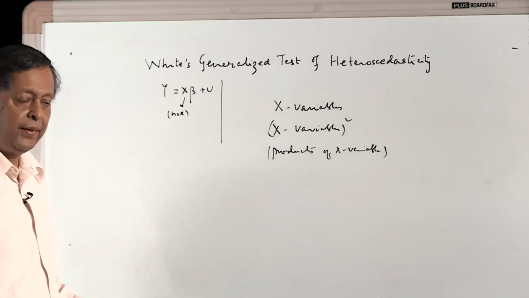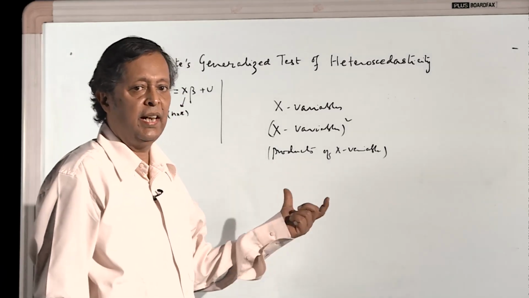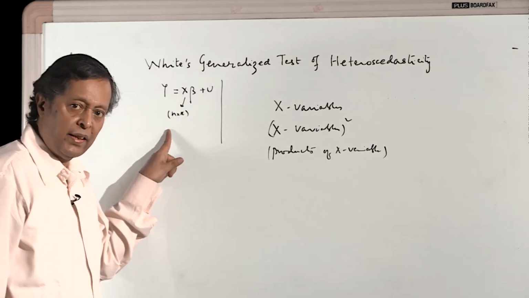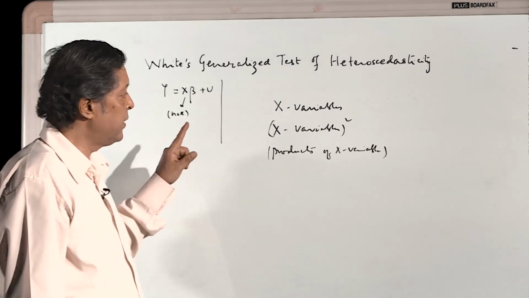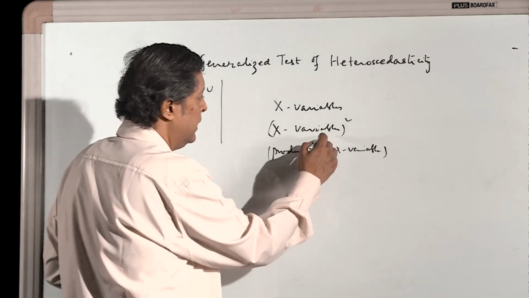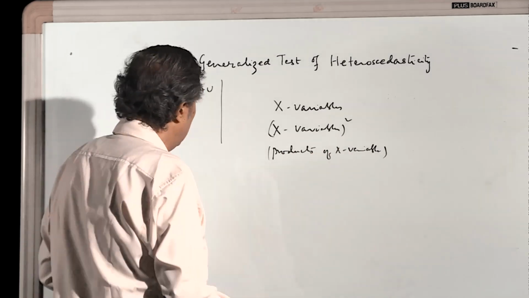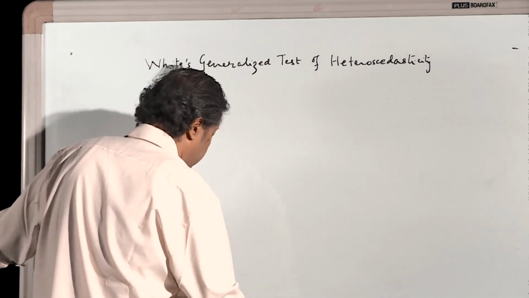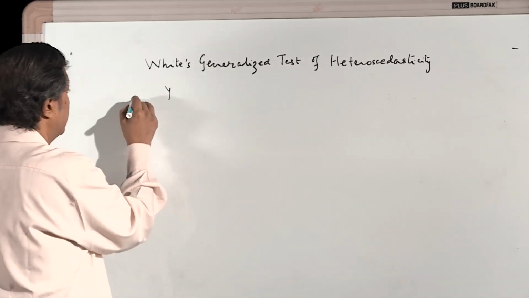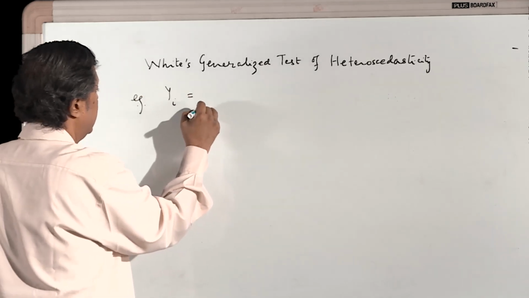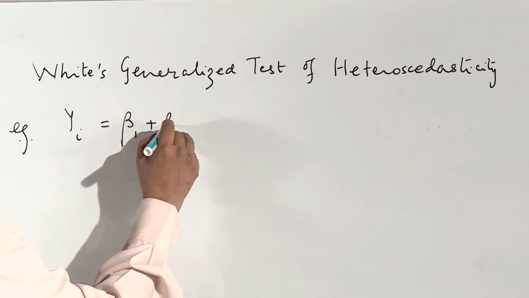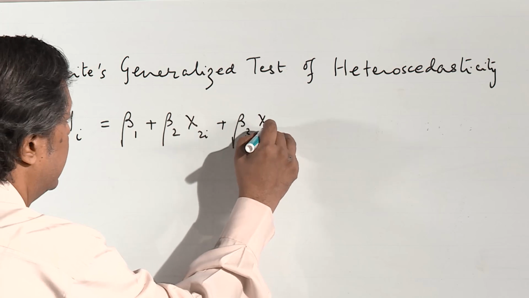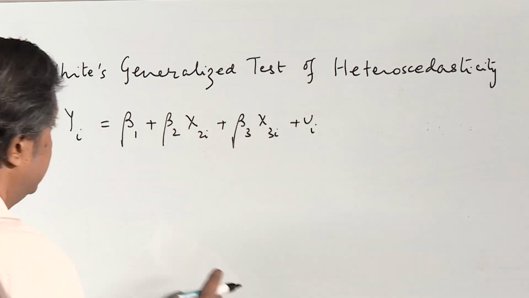So, the auxiliary regression that we saw for A, B and C type is now modified, where we regress the errors. The errors are regressed on the x variables, the squares of the x variables and the products. For example, if we have yi equal to beta 1 plus beta 2 x2i plus beta 3 x3i plus ui, that is the mother regression.